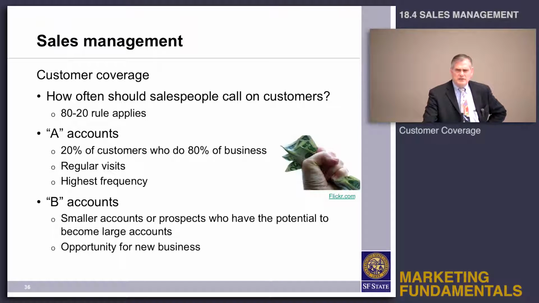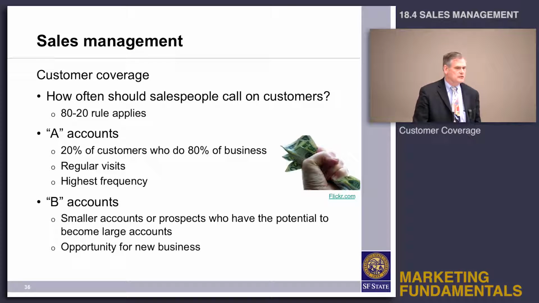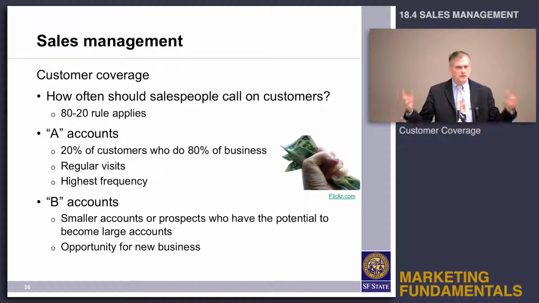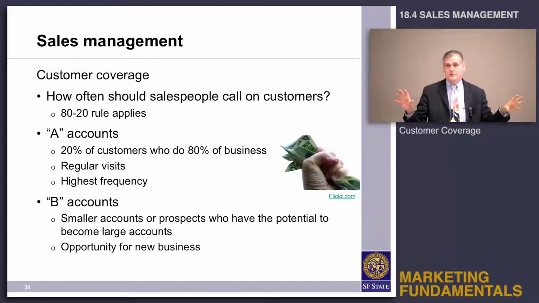Have we talked in this class about the 80-20 rule? The Pareto principle that 80% of your business comes from 20% of your customers, 80% of your problems come from 20% of your customers. With that 80-20 rule in mind, I call it A, B, and C accounts. The A accounts are those 20% of your customers that are 80% of your business.